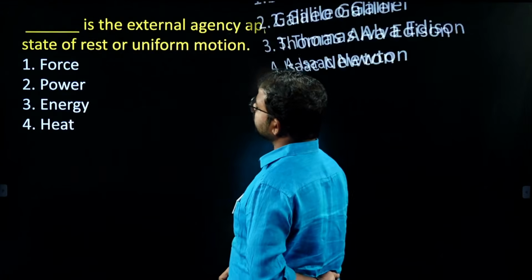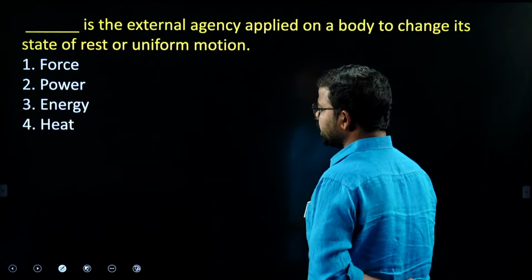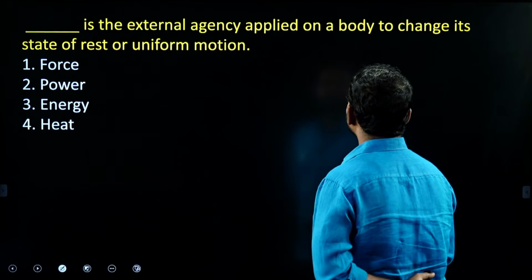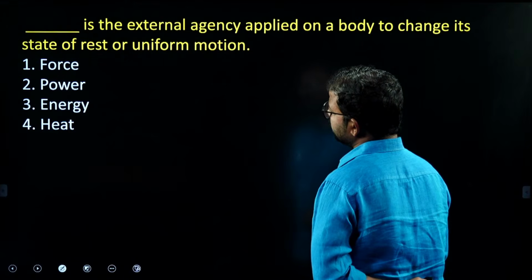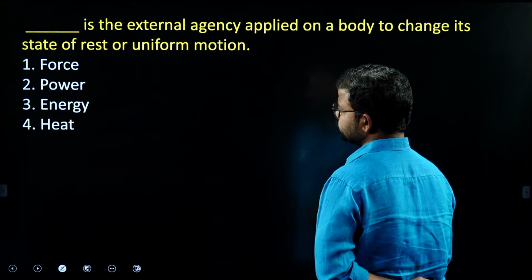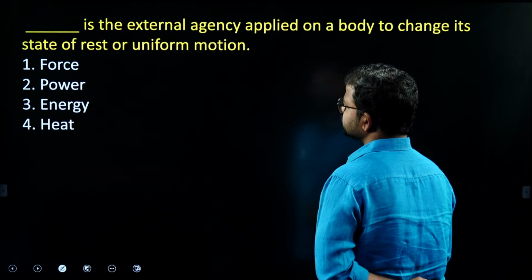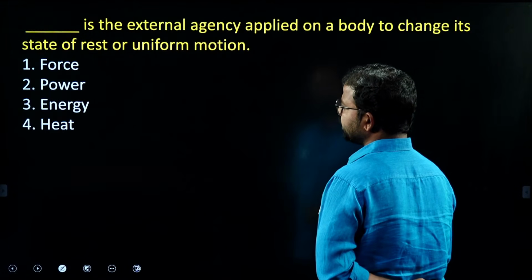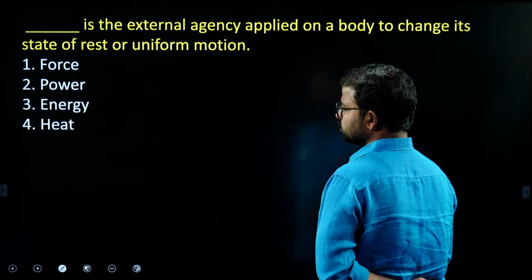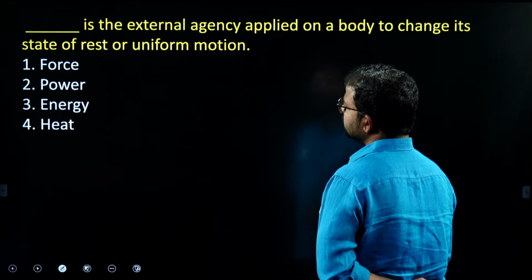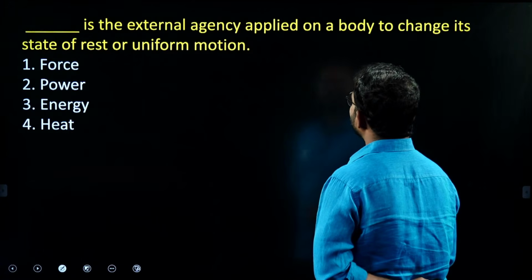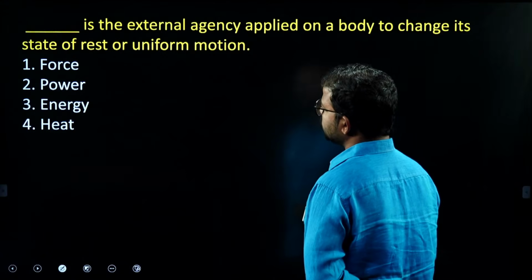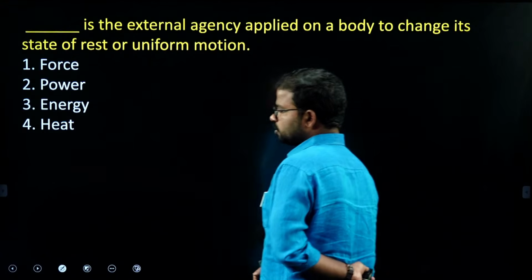Next one, dash is the external agency applied on a body to change its state of rest or uniform motion. Force, power, energy, heat. Which is the correct option here?